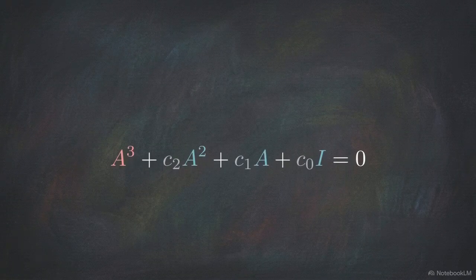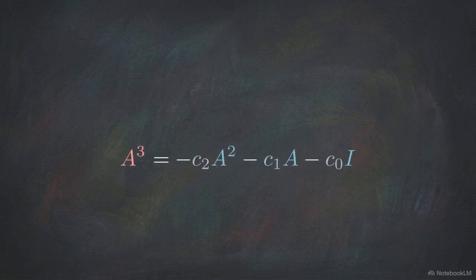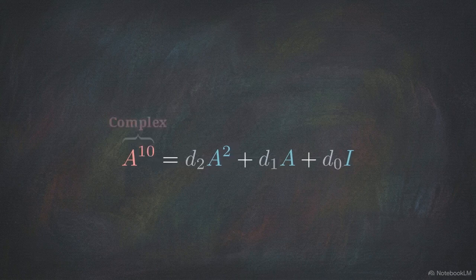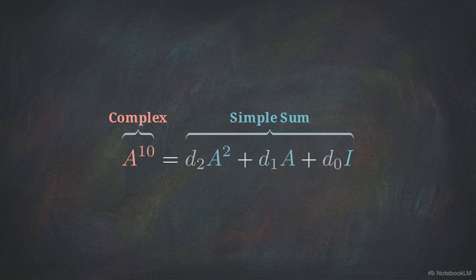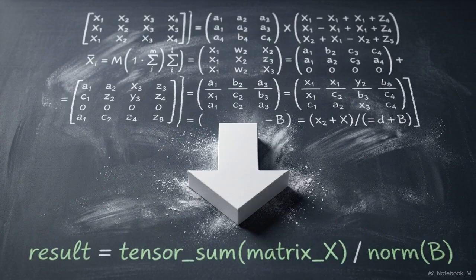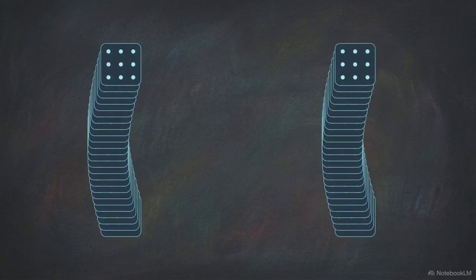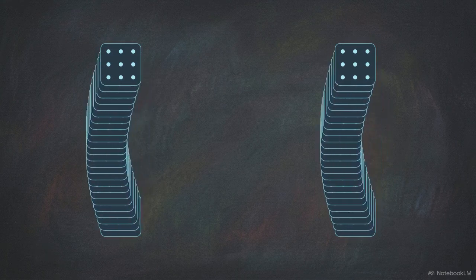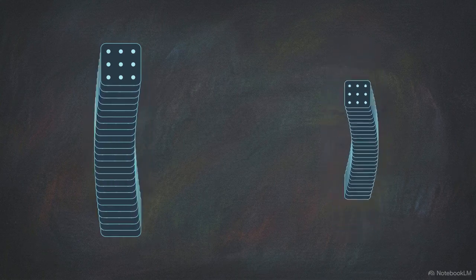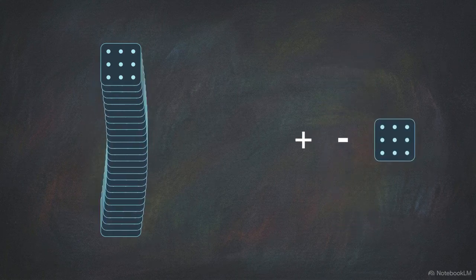Because this equation equals zero, we can isolate the highest power of the matrix on one side of the equal sign. This means a complex operation, like a matrix raised to the 10th power, can be rewritten as a simple sum of much lower powers. This transforms the theorem into a computational shortcut. It allows us to calculate infinite matrix powers or complex expressions by reducing them to basic addition and subtraction.